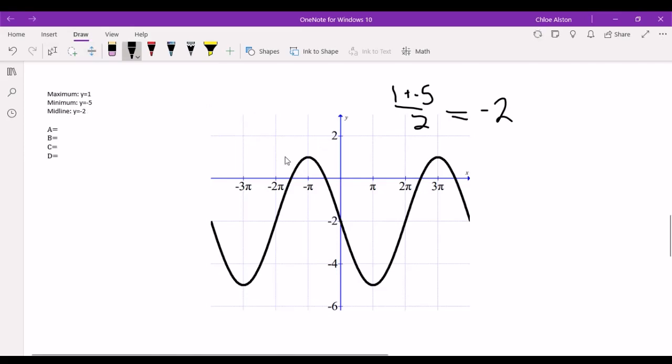And then to find our amplitude, you just do the distance from 1 to -2, and that's 3. So basically between here and here is 3 units, and between here and here is 3 units. Then our B, we know our period is 1 full cycle. So our period is 4 pi, but in order to find B, we have to work backwards from that equation from earlier, 2 pi over B.